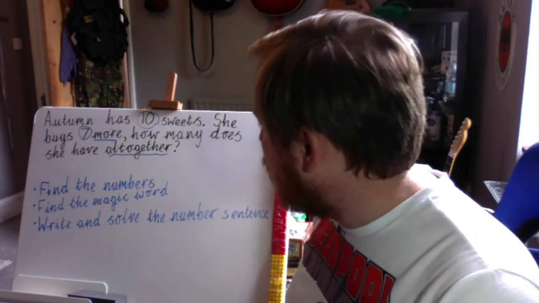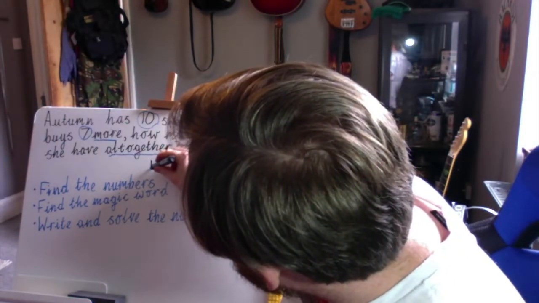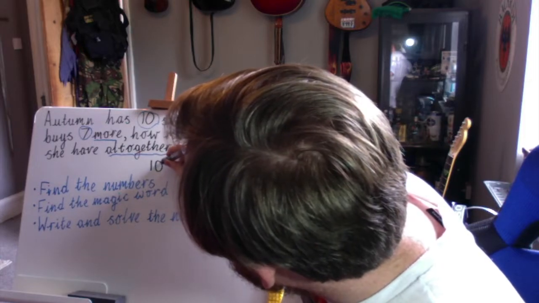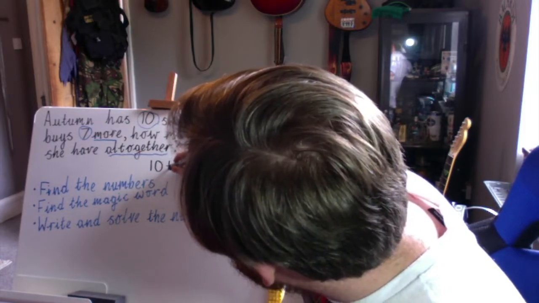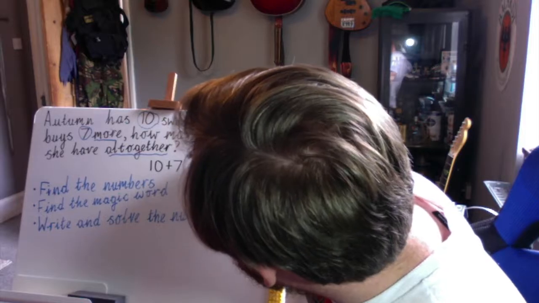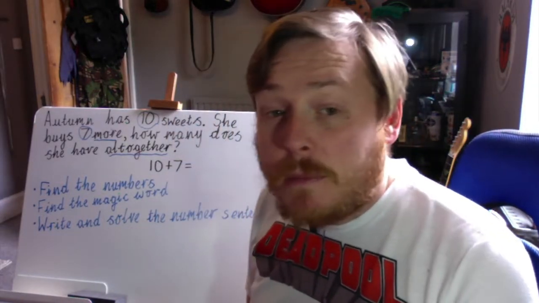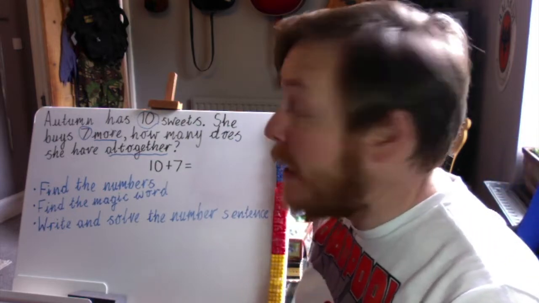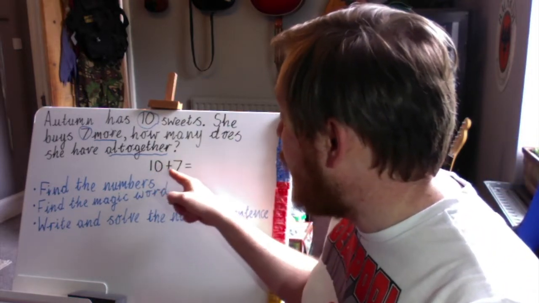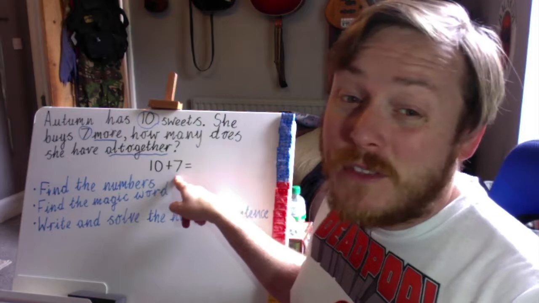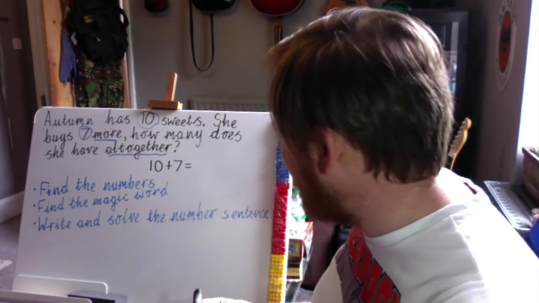So my number sentence would be 10 add 7 equals. Now because I know my number bonds, I can work this one out very, very easily. I know that 10, I've got nothing in my units, in my ones. I'm adding a ones number, which is a 7. So it's going to be 17.